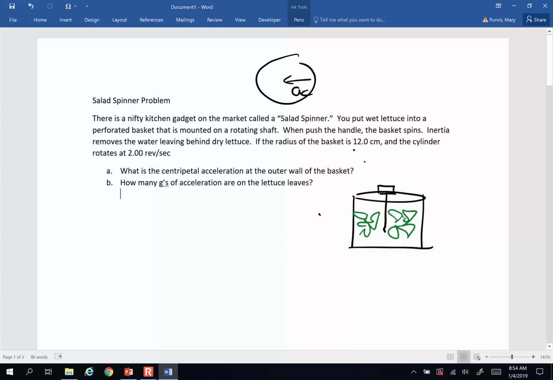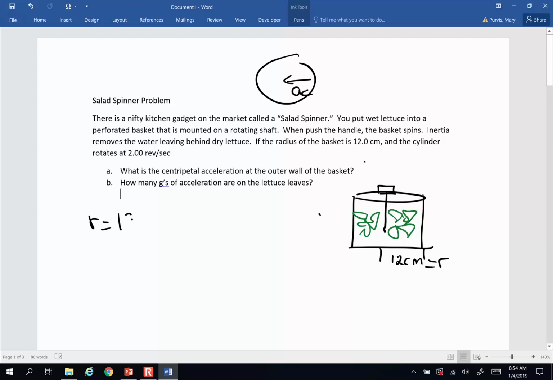If the radius of the basket is 12 centimeters and the cylinder rotates at 2 revolutions per second, I want to know what's the centripetal acceleration at the outer walls of the basket and how many g's of acceleration are on your lettuce leaves. Now I know my radius here is 12 centimeters. That's going to be my radius. And let's write down all of our data.